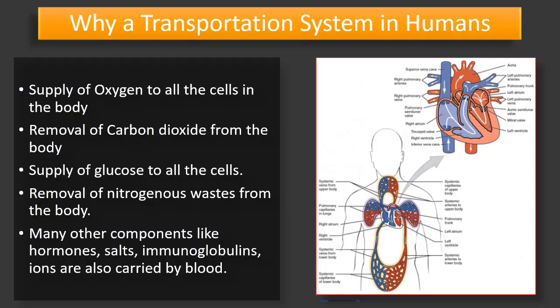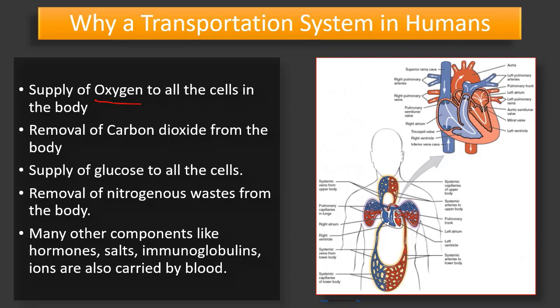in the human body. So when we talk about the transportation system, first let's understand why it is important, what its role is, and why human beings require a transportation system. So the first and foremost is going to be the supply of oxygen to all the cells in the body.